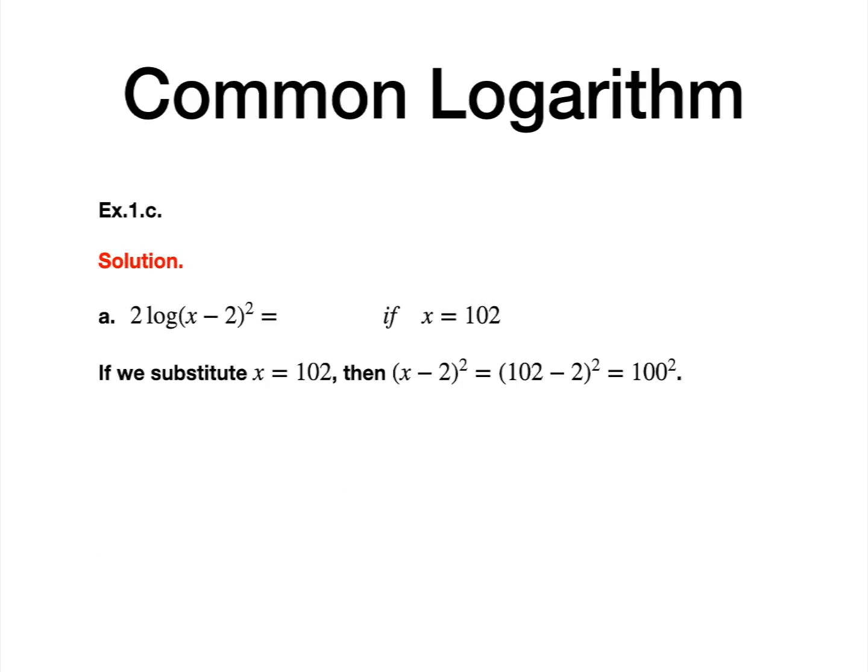First, we are going to substitute 102 into the expression. Thus, we're going to get 102 minus 2 squared, which is 100 squared. Now, do remember that 100 is 10 squared. So, 100 squared is 10 squared squared, which is 10 to the fourth power. So, the expression 2 times the common logarithm of the quantity x minus 2 squared.